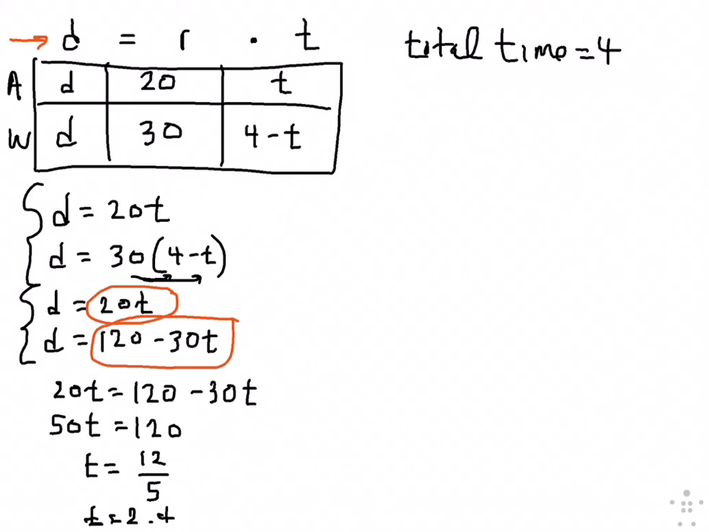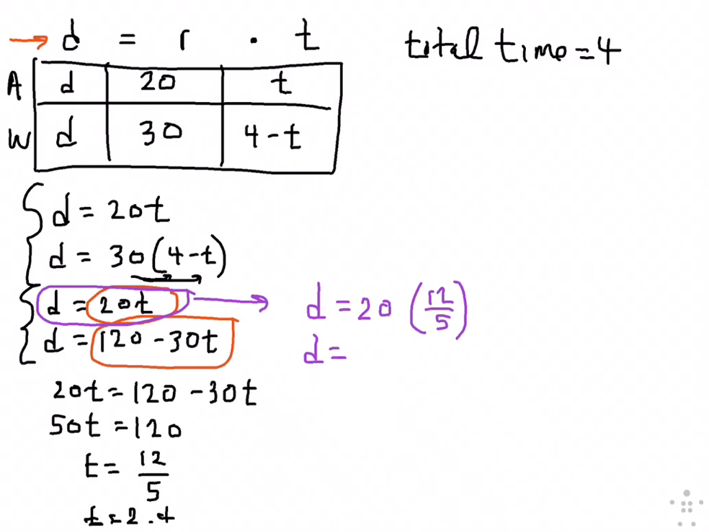So it says, how far from the marina can it travel? Okay, so they're only asking us for D. So we need to take one of these equations because the distance is going to be the same. So I'll take this equation. And we get that the distance equals 20 times T. So I think it's easiest to put it in as the fraction, right? 12 fifths. So the distance comes out to be 48, right?